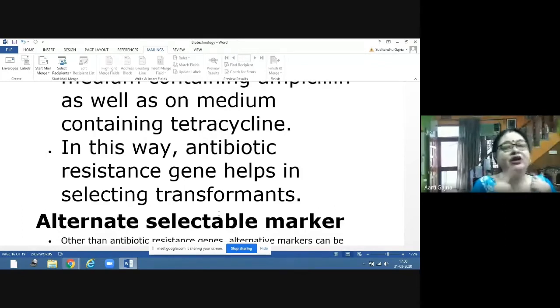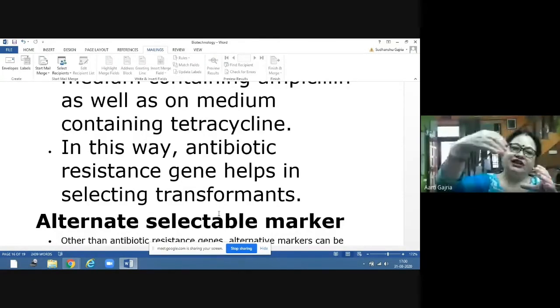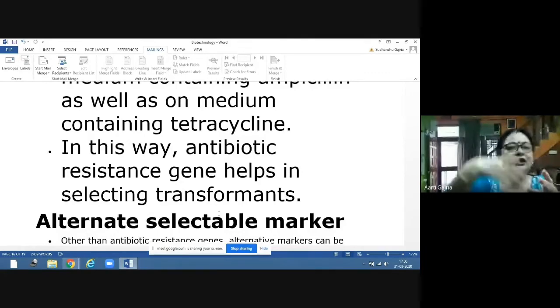And if we are using the restriction enzyme BamHI, then the gene of interest will come. The cut will be made at the BamHI site, and the gene of interest will come and get attached to the vector in place of the tetracycline resistant gene. So now the recombinant will not have the tetracycline resistance.